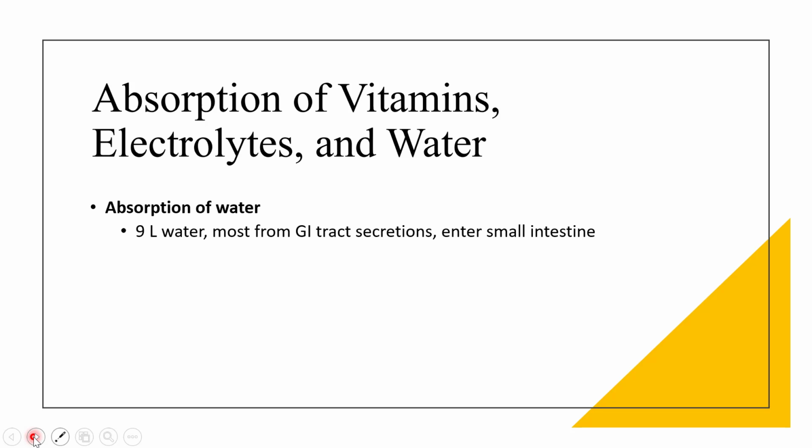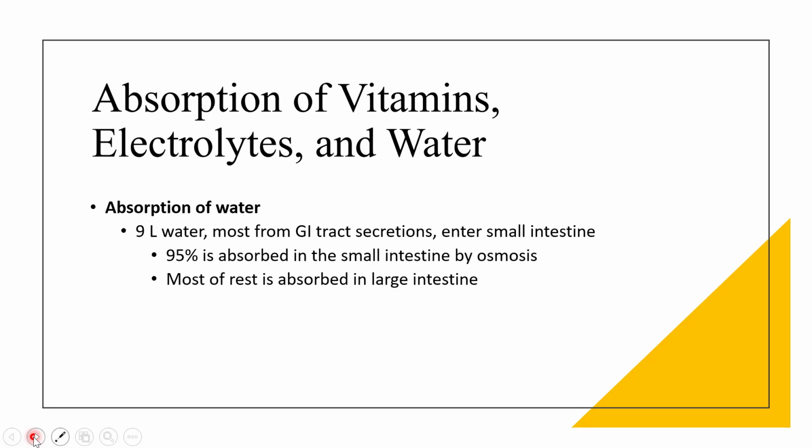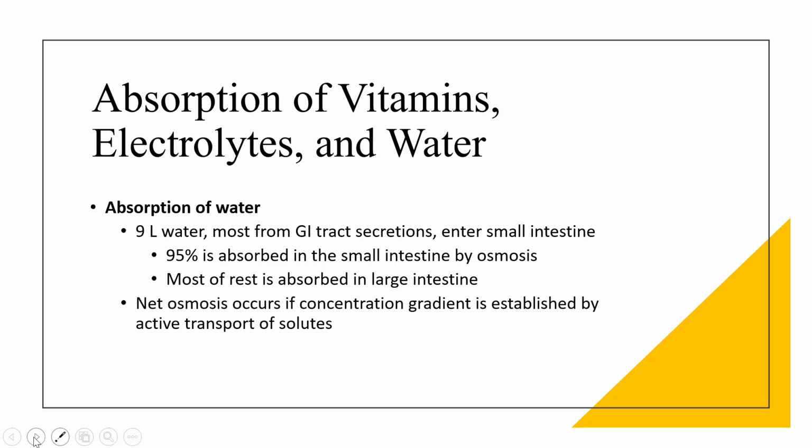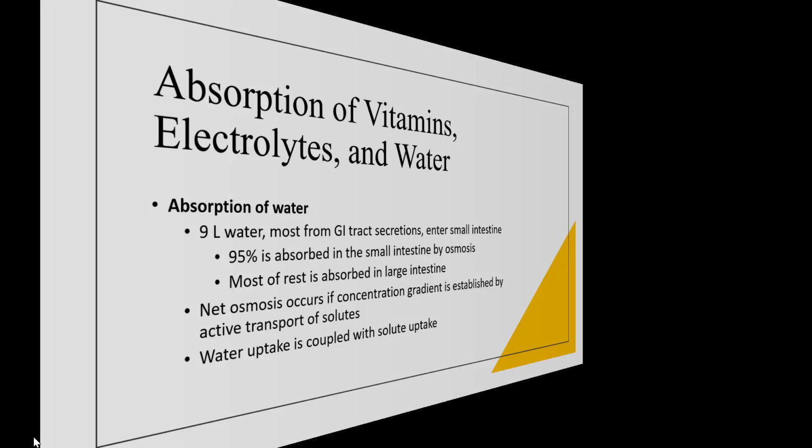Water. About 9 liters of water, mostly from the GI tract secretions, would enter the small intestine. 95% of it is absorbed in the small intestine by osmosis, and most of the rest is absorbed in the large intestine. The net osmosis would occur if a concentration gradient is established by the active transport of solutes. Water uptake is coupled with solute uptake.